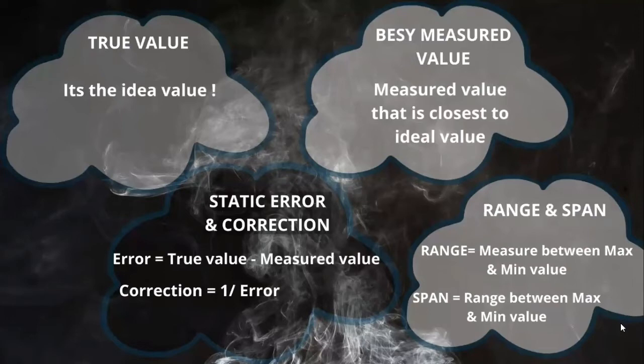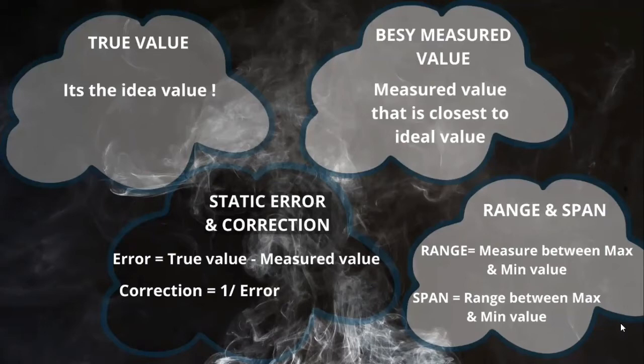Room temperature, any idea about room temperature, body temperature? Okay, if you haven't studied that earlier, room temperature is supposed to be 27, and your body temperature is 37, warmer than the room temperature. Let that be aside. So true value is the ideal value. Next, best measured value is the value that we measure, and if it is closest to the ideal value, then we can call it the best measured value.